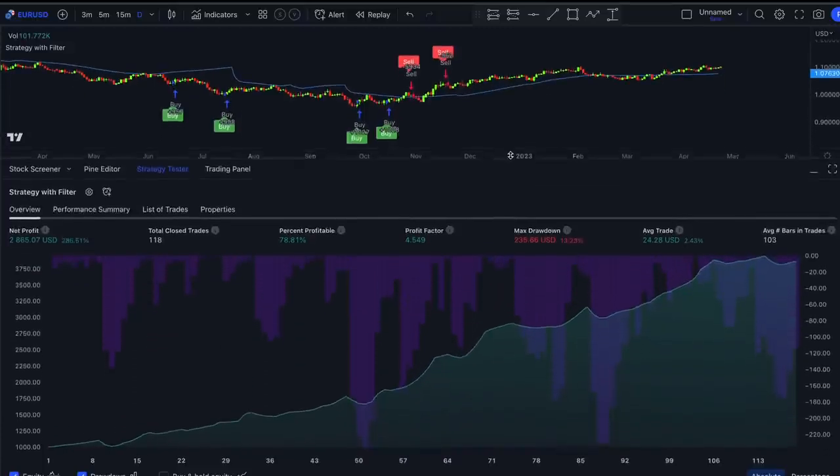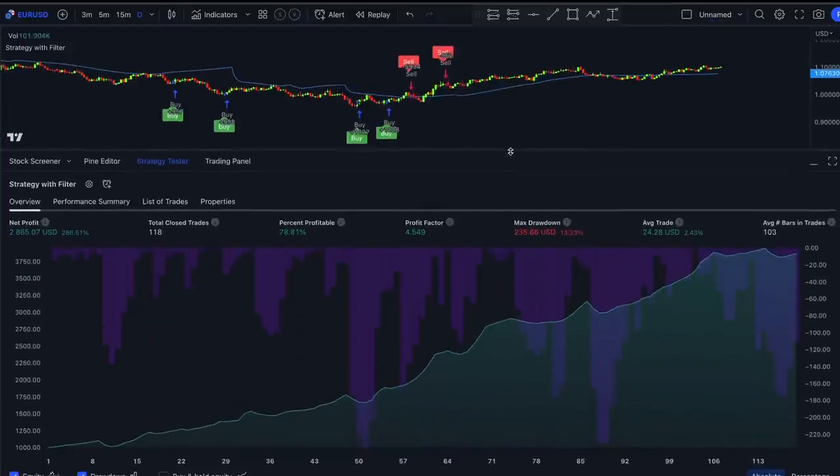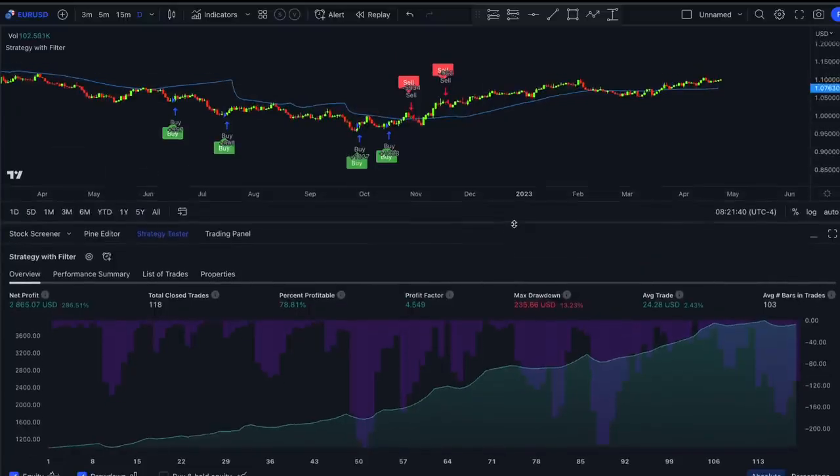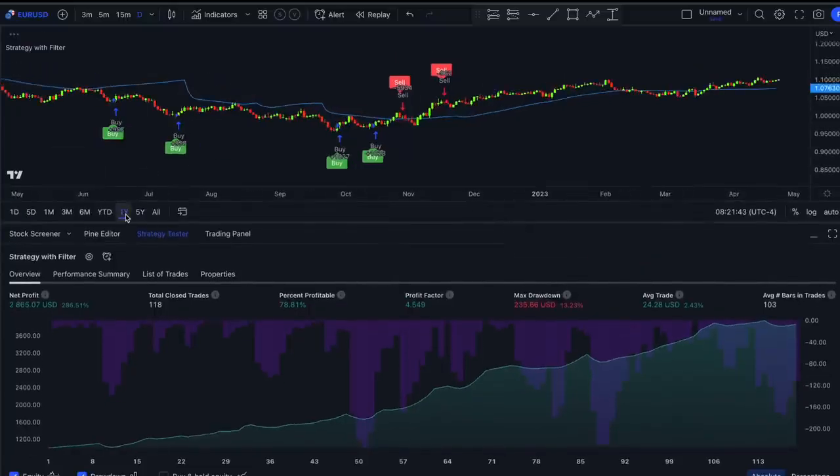Now let's open the strategy tester and see how well it works on the Euro-US dollar on the daily chart. So after a total of 118 trades, the strategy made 286% profit on our account. By the way, the trades were found within 1 year. The win ratio is 78.81%, which is really high. The profit factor is 4.5 and the maximum drawdown is 13.23%. Overall, quite impressive performance on a daily chart.